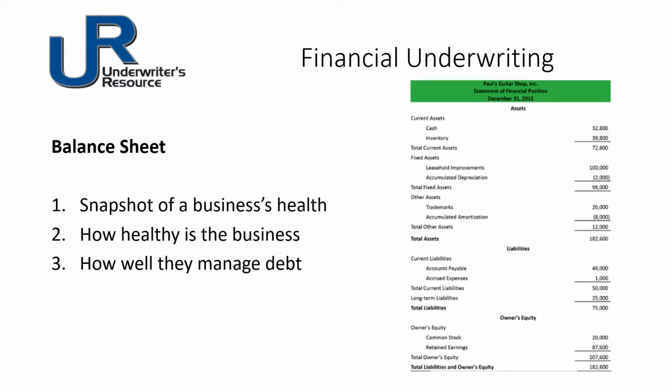The second part of financial statements is what is called a balance sheet. A balance sheet is a snapshot of the overall business's health at that particular time when it is published. It lists and compares their assets to their liabilities to determine their net worth. It's really an overall look at just how healthy the business is, how liquid the business is, and how well they manage debt.